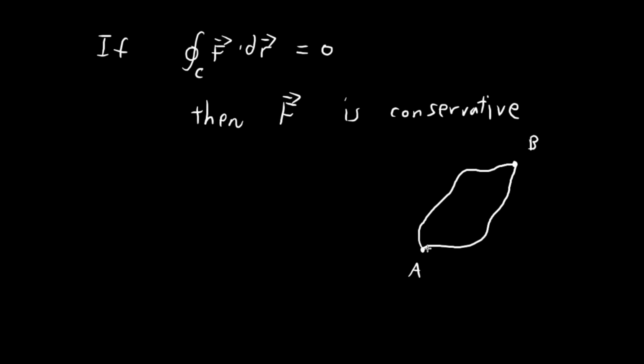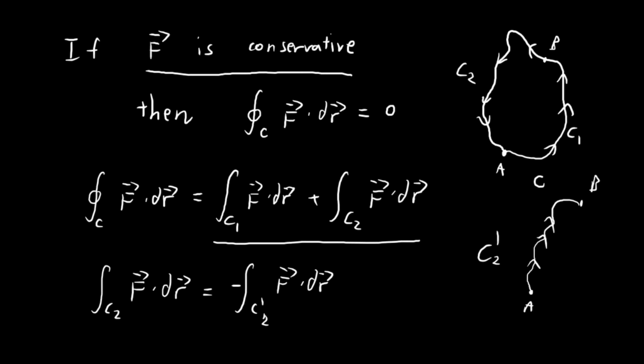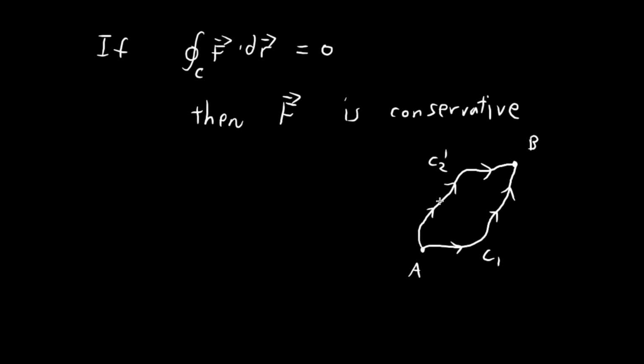So let's say this path leading from A to B is C1, and then let's say this other arbitrary path, also leading from A to B, we call C2 prime, just to be consistent with what we defined before. Then if we want to prove that the vector field f is conservative, we need to show that the line integral along C1 will give you the same result as the line integral along C2 prime.